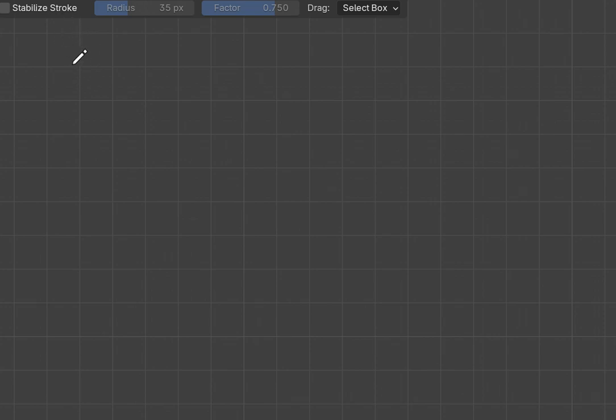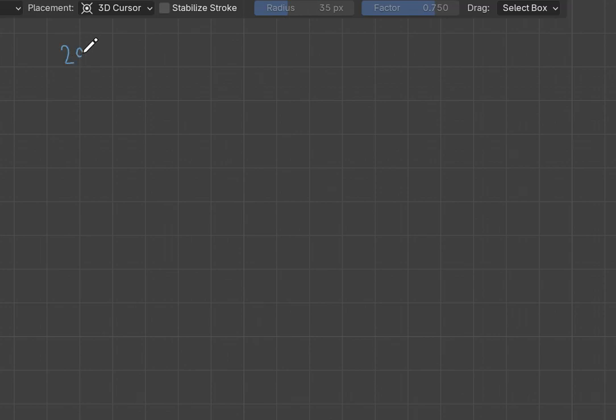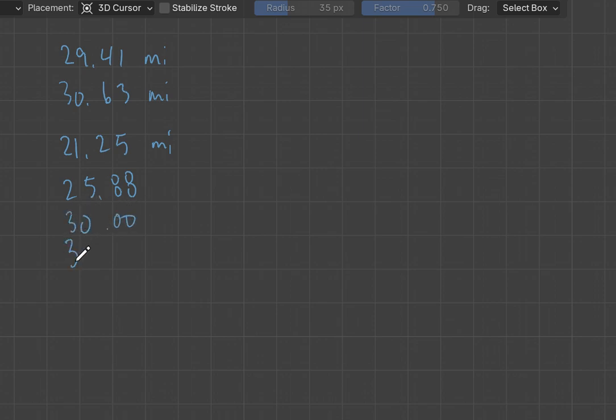Last time I had a list of distances that I biked. It was 29.41, 30.63. These are all in miles. 21.25 miles, 25.88, 30, and 30. So some of these are new additions.